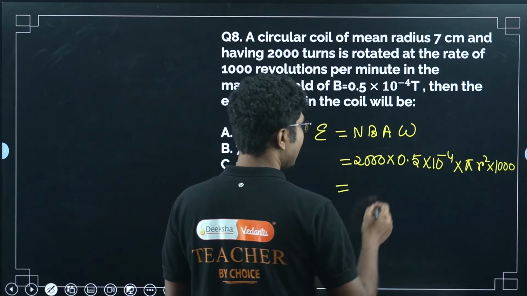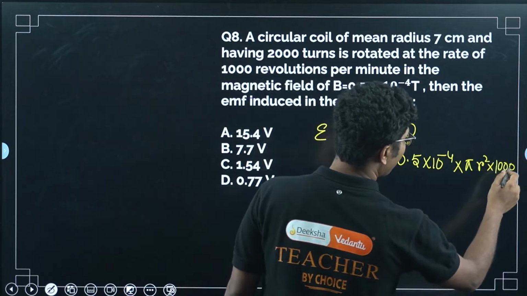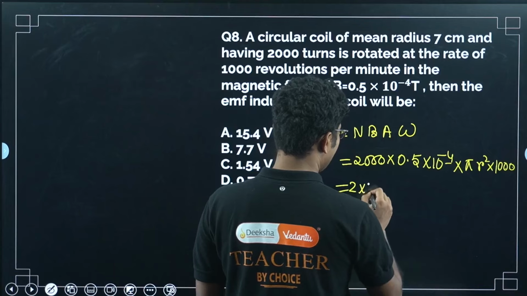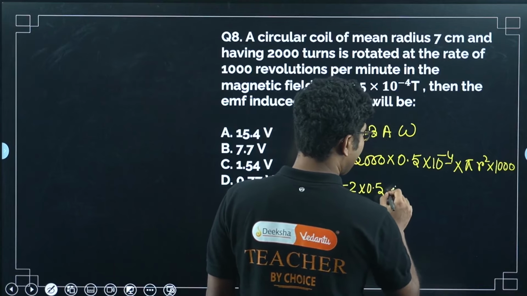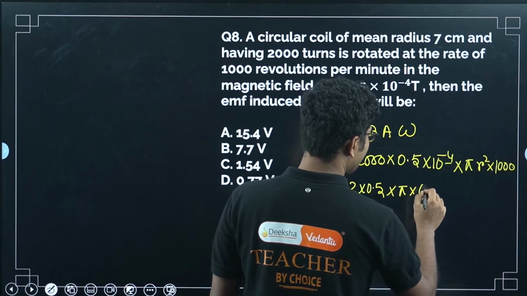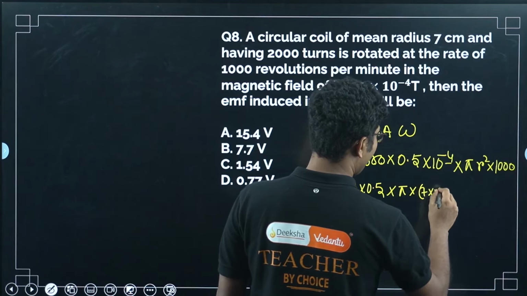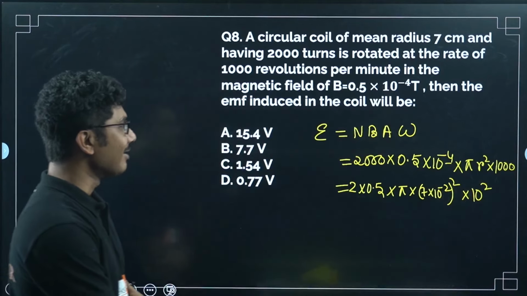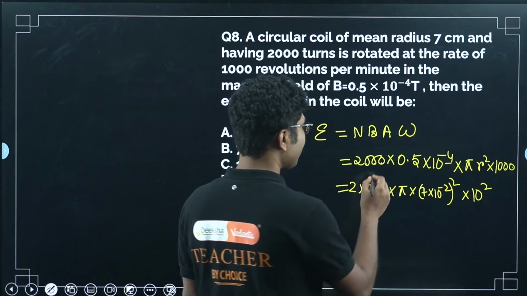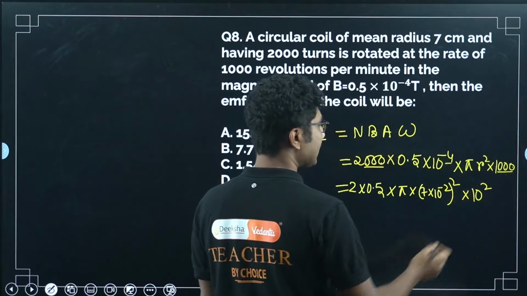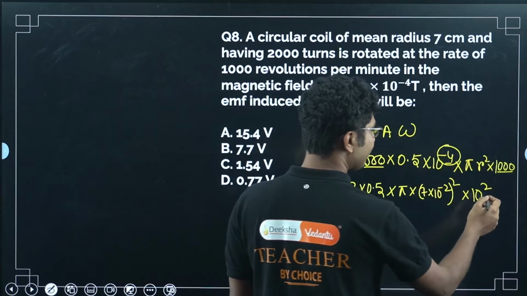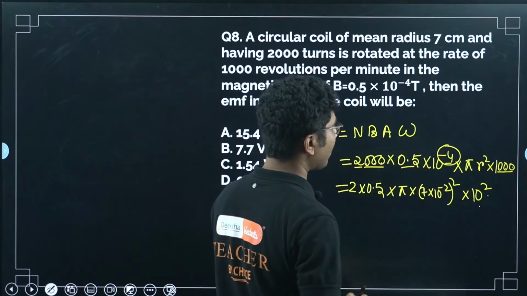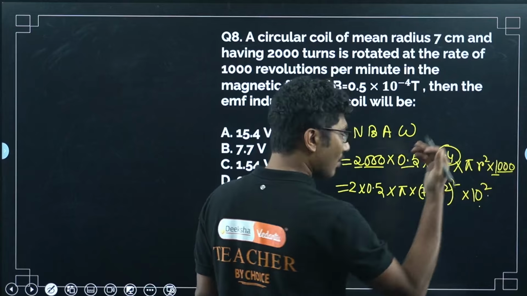Now let us simplify this. So 1 2 3 4 5 6, so 10 to the power of 6 and 10 to the power of minus 4. So 2 times 0.5 times pi times (7 times 10 to the power of minus 2) whole square times 10 square. Okay, you might find it a little bit complicated. So what have we done? First of all, this is 3, this is 3, 10 to the power of 6. So with this we have reduced 10 to the power of minus 4 to 10 to the power of 2. That part is clear. Now this 2 is left, 2 times 10 to the power of 2 times 0.5 times 1.